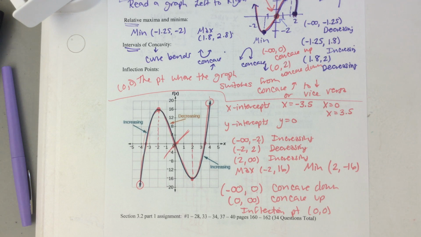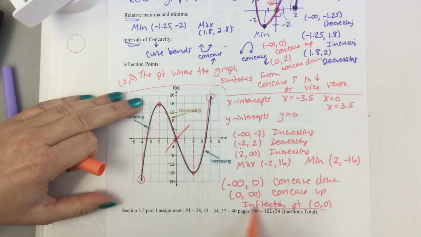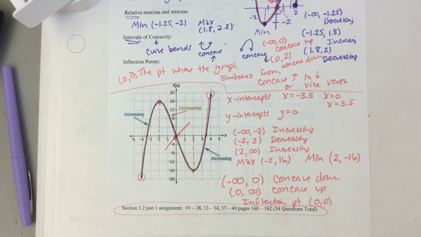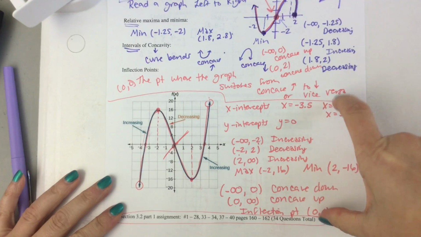So this is what 3.2 part 1 is. They really just want you to get used to examining graphs. So there are 34 questions total. Again, a lot of them are just going to ask you one thing. Okay, so don't worry, you're not doing this much stuff.